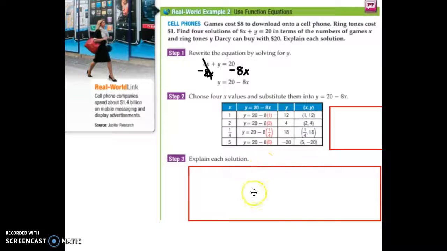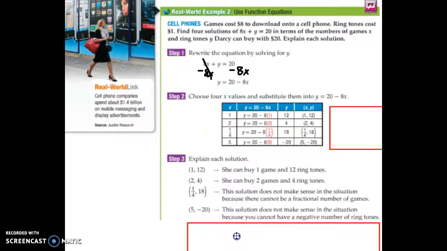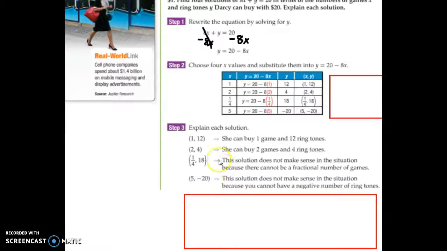So down here, what do these answers mean? Well, like I said, we don't usually pick fractions, and I'll explain why down here. Okay, she buys one game, and she'll get 12 ringtones. That's how much she can get for $20. She buys 2 games, she can get 4 ringtones.